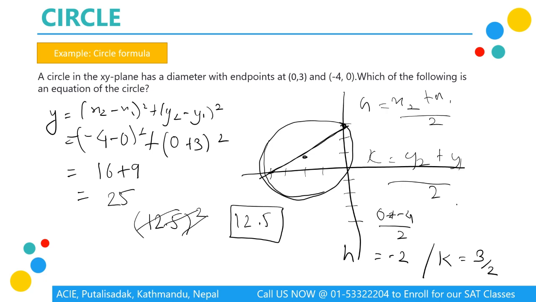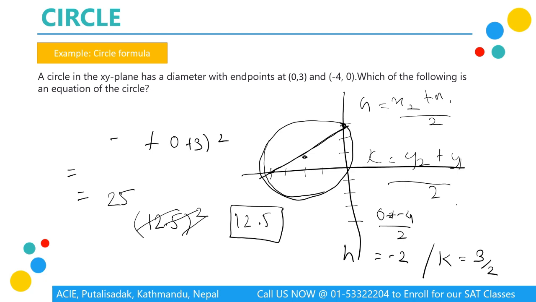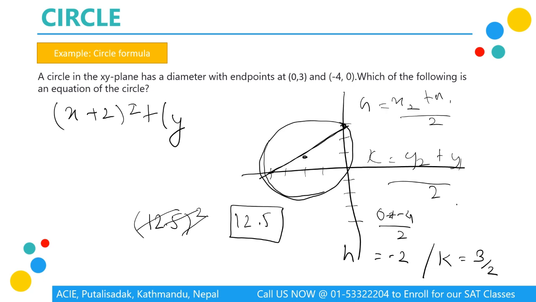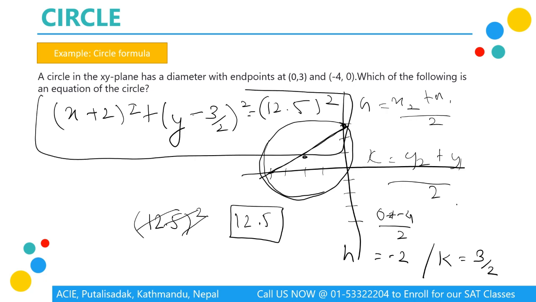So if we put this in an equation, using the equation we learned just before, (x plus 2) whole squared plus (y minus 3 by 2) whole squared is equal to 12.5 whole squared. And easily we can find the equation of the circle.